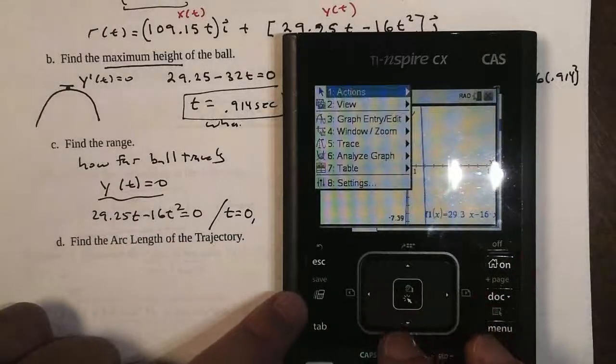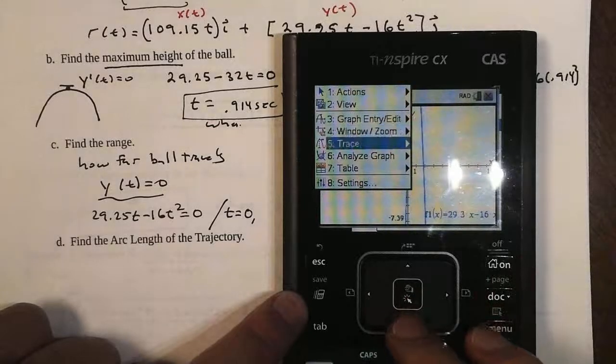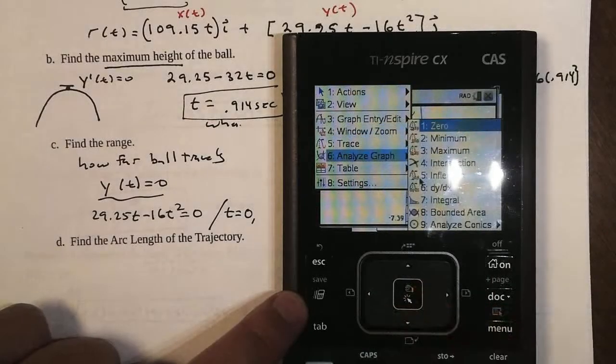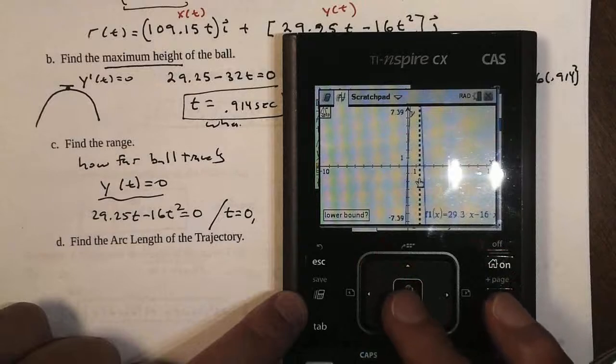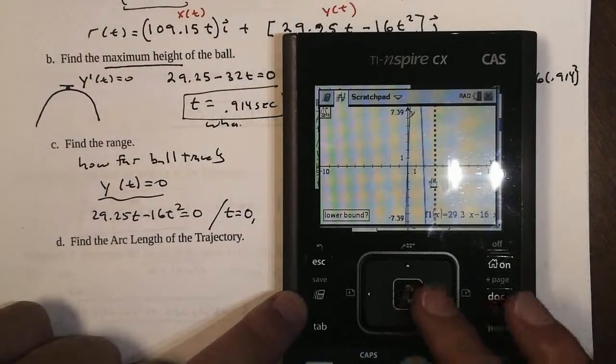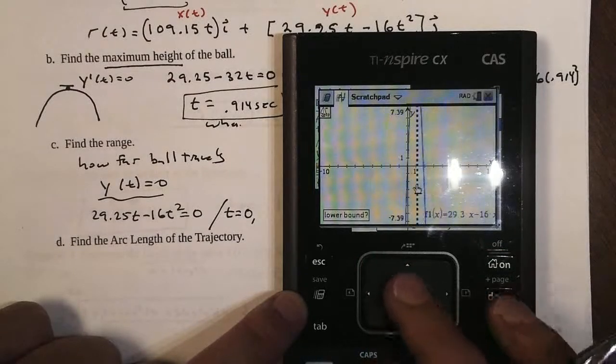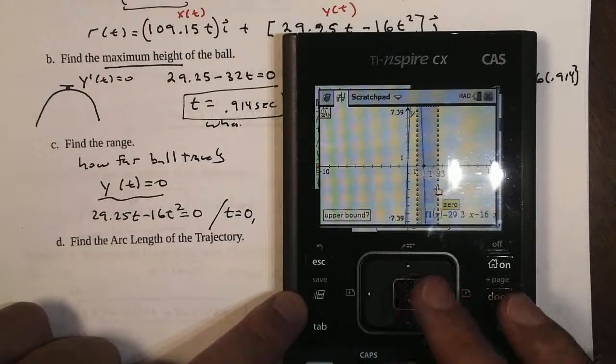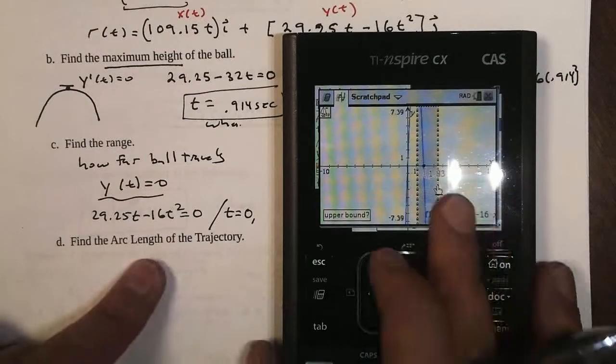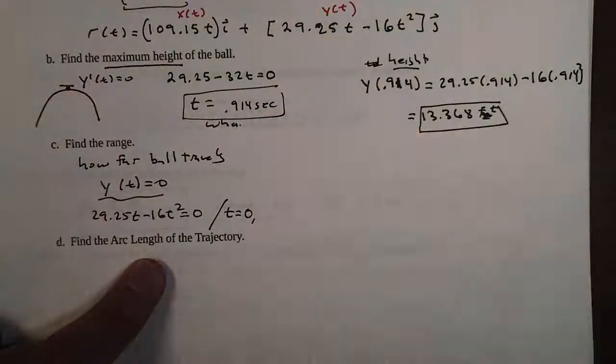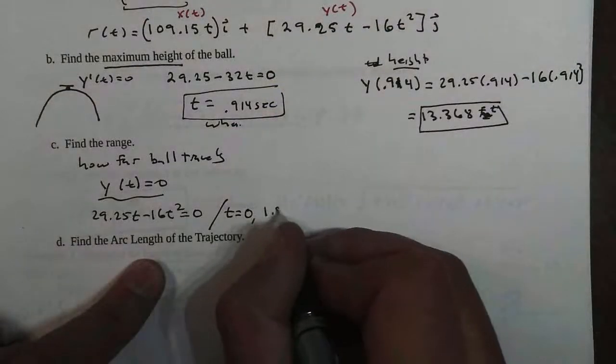So menu, I am looking to analyze the graph, looking for a zero. Lower bound, I'm just going to click here, and I just scroll. Whoops, didn't click on it, sorry. Click, upper bound, and it tells me the point 1.83 right there. So I'm going to get 1.83.